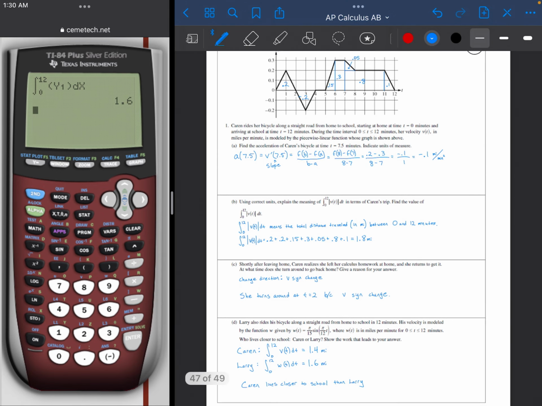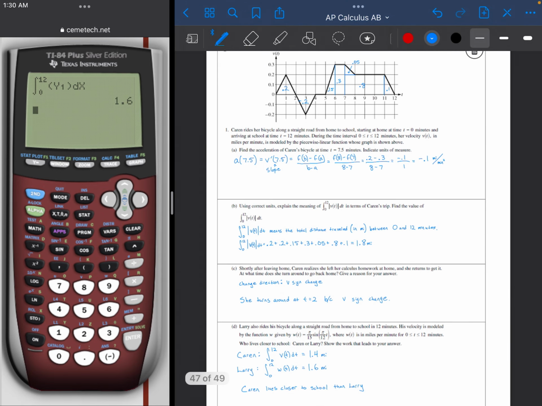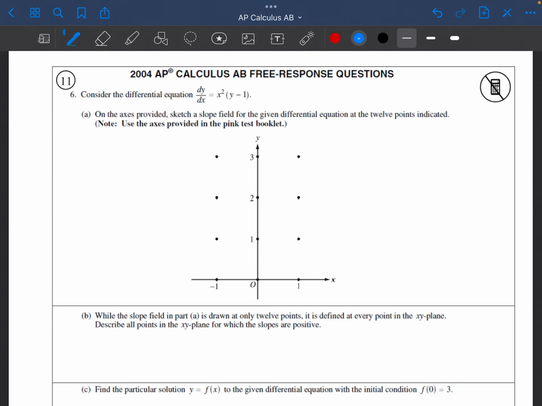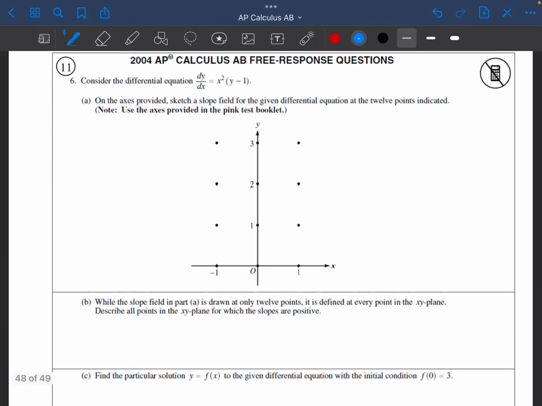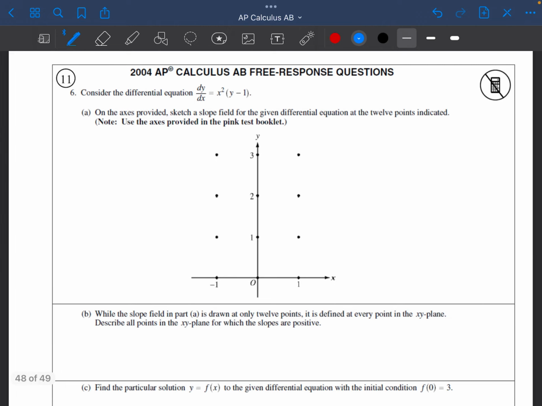Let's zoom out. Number 11. We're 2 questions away from almost finishing the free response question packet. We've got our dy dx is equal to x squared, all that stuff. All right, and we have just a, b, and c. I have a particular solution for part c. That looks fun. This is kind of funny too. It's saying use the axes provided in the pink test booklet, which we don't have, but those were the original instructions from the 2004 test.